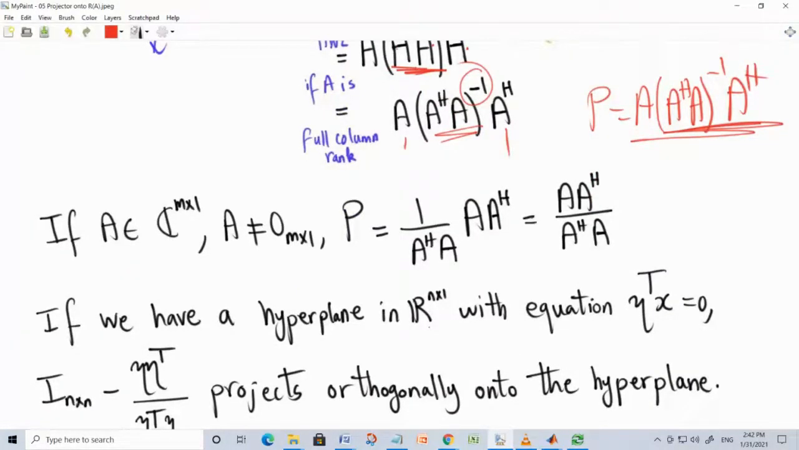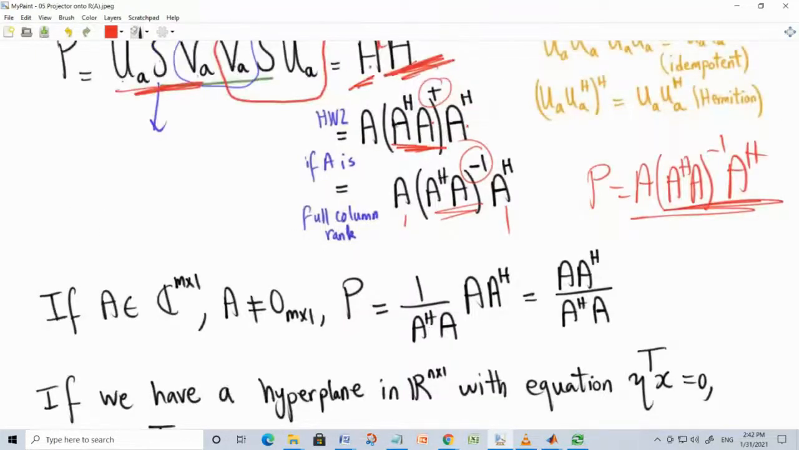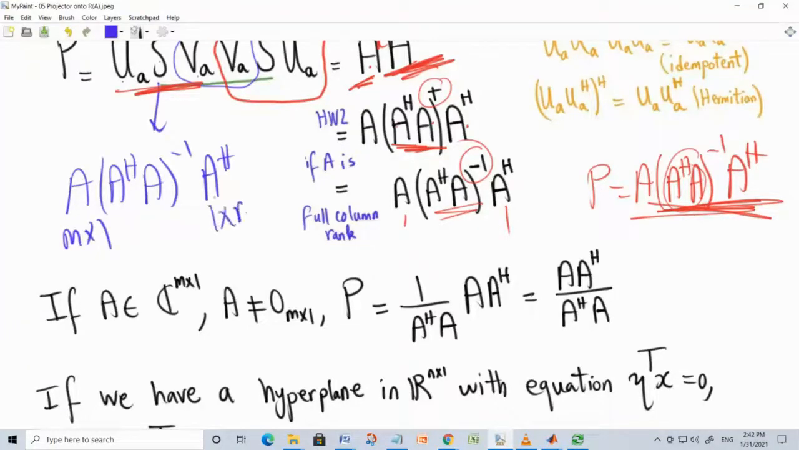Your matrix A can actually be a column vector. If it's a column vector, what is this expression? If you have A Hermitian A inverse, A Hermitian, and A is m by 1, then A Hermitian is 1 by m, and A Hermitian A is 1 by 1, so it's a scalar. So if you want to project onto the range of a matrix which is just a column vector, the projector has this nice formula: it's the outer product of the vector with itself normalized by the L2 norm squared of the vector.